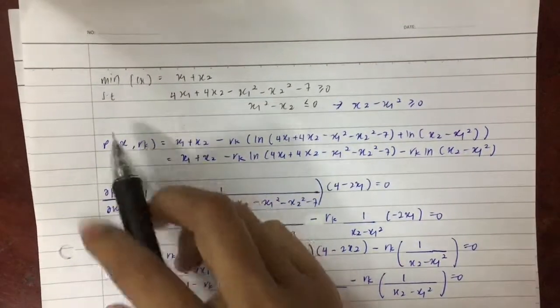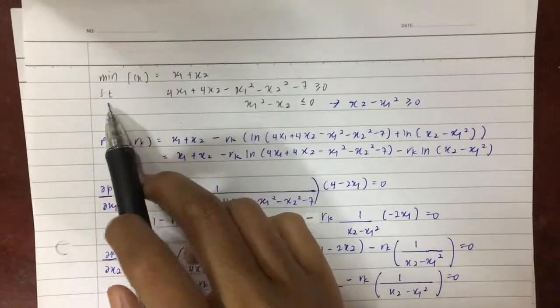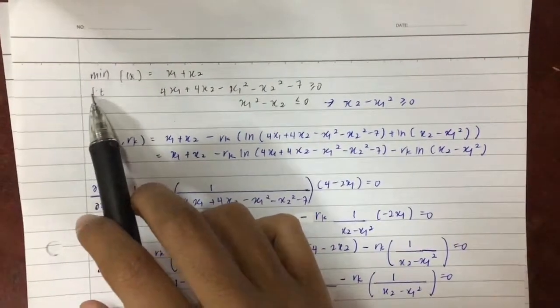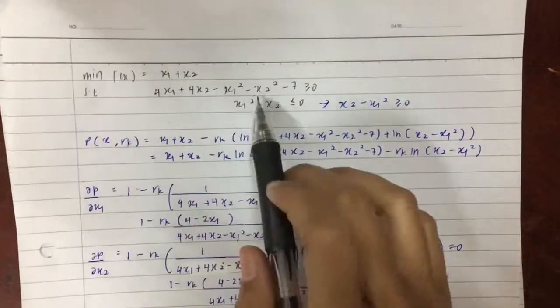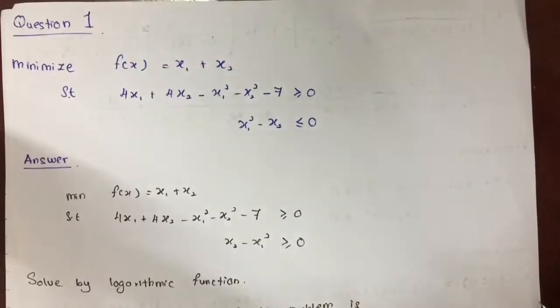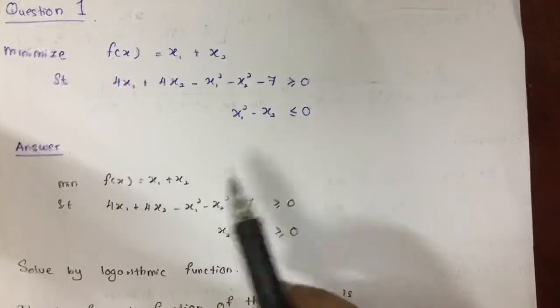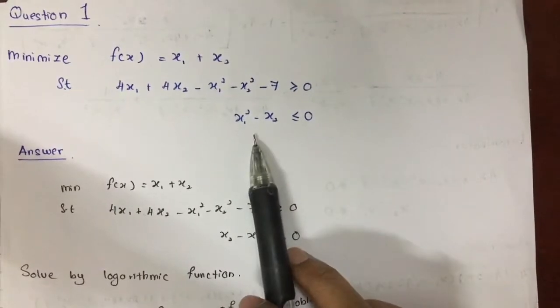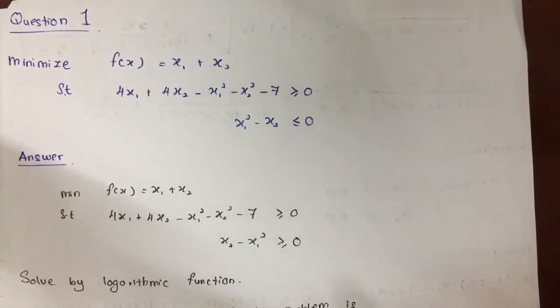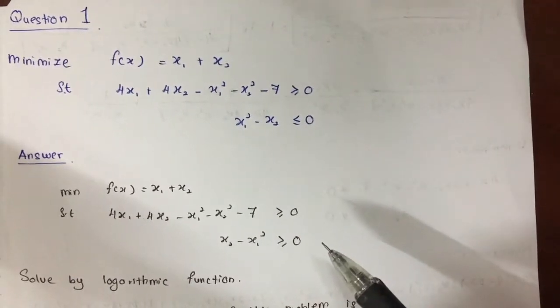So this is our question, which we want to minimize f(x) = x1 + x2, subject to these two constraints. We want to solve this problem by using SUMT. SUMT is defined as sequential unconstrained minimization techniques.